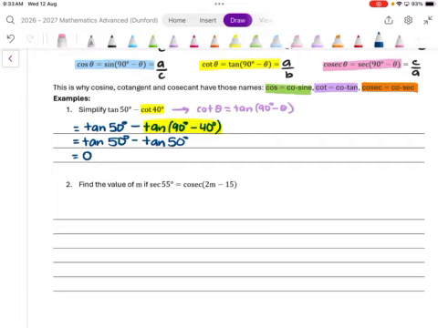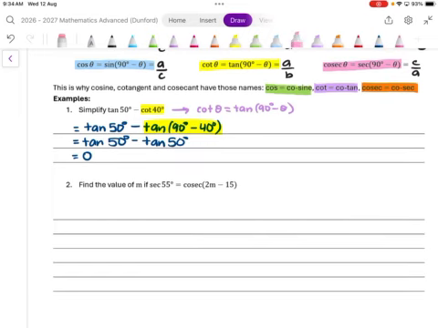We want to find the value of m if sec 55 is equal to cosec 2m minus 15. Now, we have sec and we have cosec. We know they go together. Which one of these, sec 55 or cosec 2m minus 15, do you think we should change? Sec. The reason why we should change sec is there's more going on with our cosec. With our cosec, we have 2m minus 15. It's a little bit more complicated. You can change it and you should still get the same result.